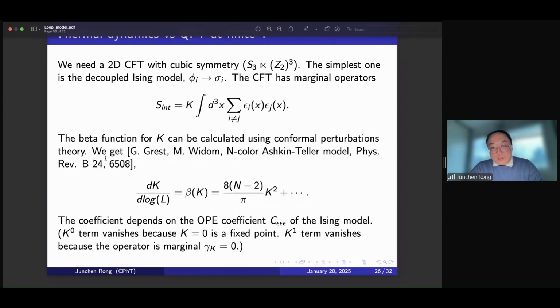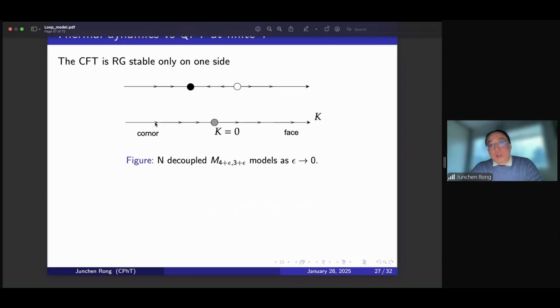People did this in the early days, but really this coefficient depends on the OPE coefficients of epsilon. This is the conformal perturbation theory to calculate the beta function. So it depends on these OPE coefficients, but there are also some group theory parameters because you are doing this with the symmetry. You have to do this accounting. So the RG flow is like this. On one side, it's a stable direction. On the other side, it's unstable. Remember, our beta function is k squared, right? So on this side, it runs to the right. On the left-hand side, it runs to the left.